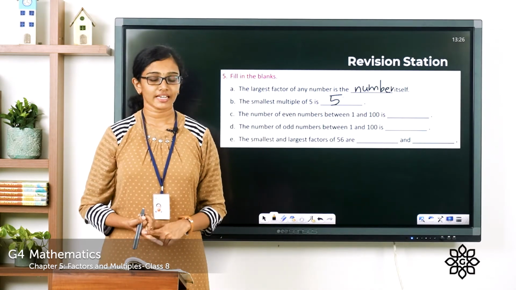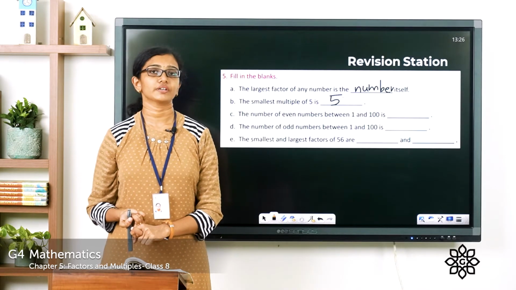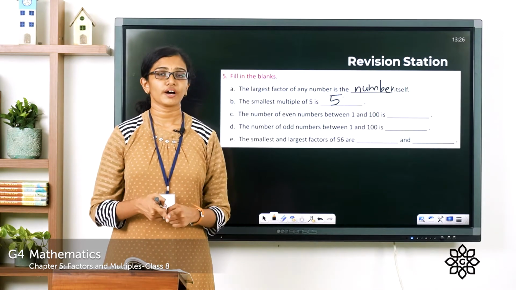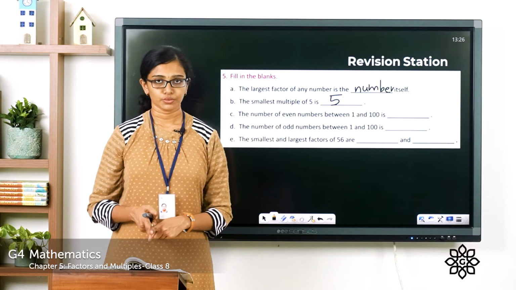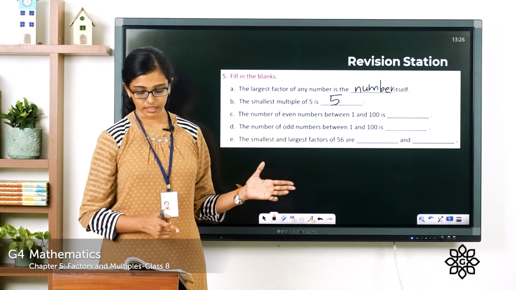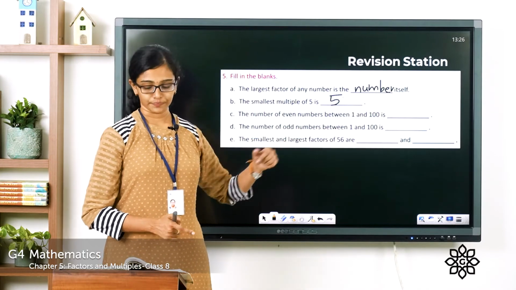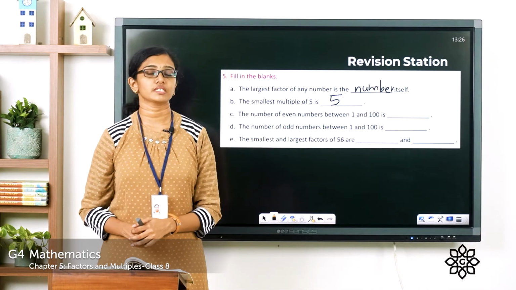Similar is the case with the next question. The number of odd numbers between 1 and 100 is dash. So odd numbers end in either 1, 3, 5, 7 or 9 and they are not divisible by 2 as well. So you write down all the odd numbers between 1 and 100, count the number and write it over there. Now the smallest and the largest factors of 56 are dash.